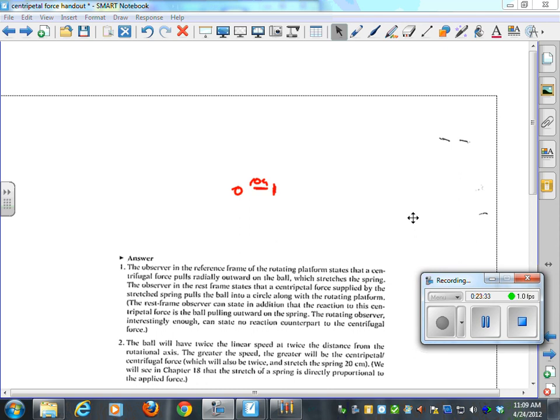In other words, by sitting on the merry-go-round, he has just negated Newton's law. But there's no reaction force. He can't come up with a reason for the reaction force. All he sees is the ball pulling on the spring. I don't know what's causing it. He doesn't realize he's rotating.